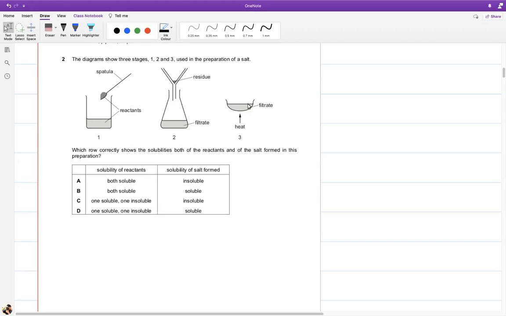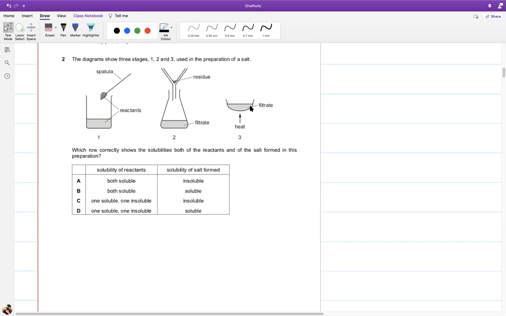They are basically filtering, then evaporating the filtrate, which means that the salt they're trying to get is soluble. So the salt is soluble, otherwise they would heat the residue or dry the residue. So the salt is soluble. So what does that tell me about the reactants? The reactants are also soluble. There are 4 ways of making soluble salts, and all of them require most reactants to be soluble. It is possible to have one of them insoluble.